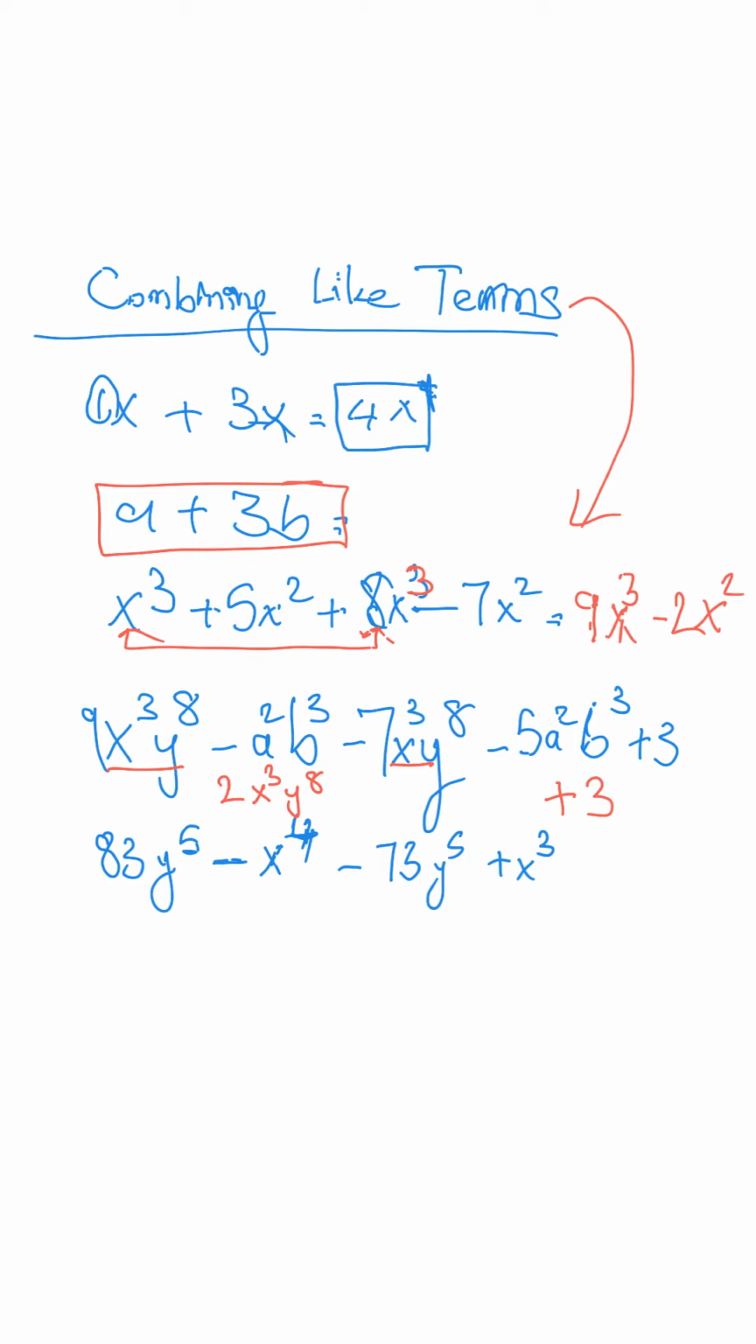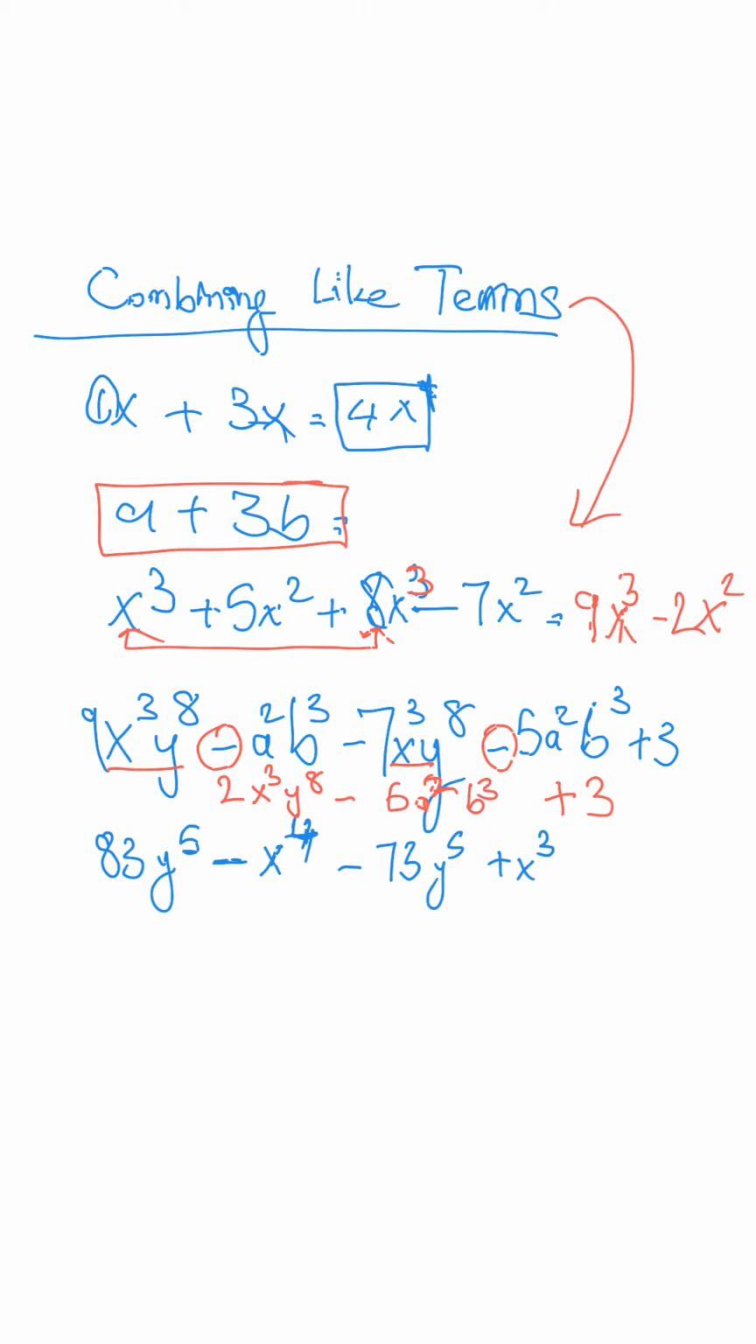Negative 1, negative 5 will give us negative 6. If you don't know how to do it, you just don't consider their sign first, and think about it. 1 plus 5 is 6. Now you stick with the sign of these terms. So a squared, or a with the second power, b to the third power.